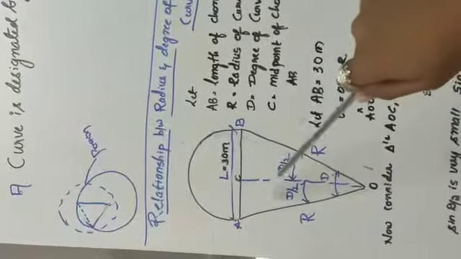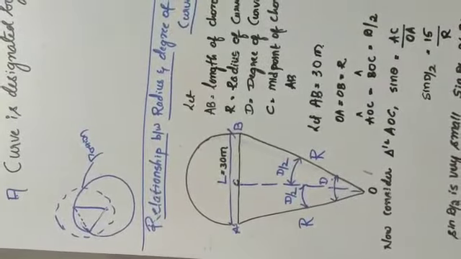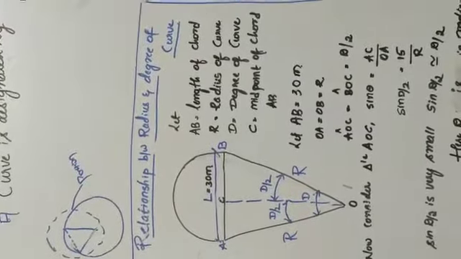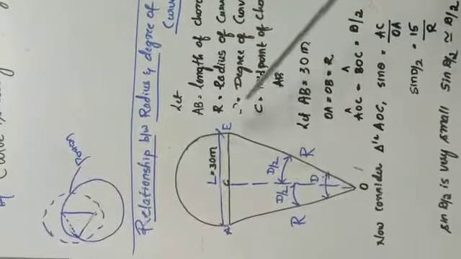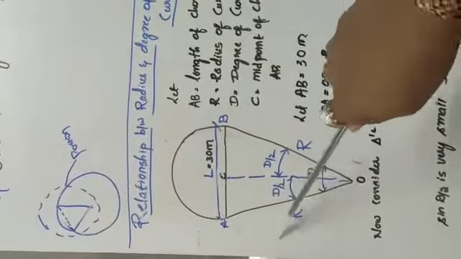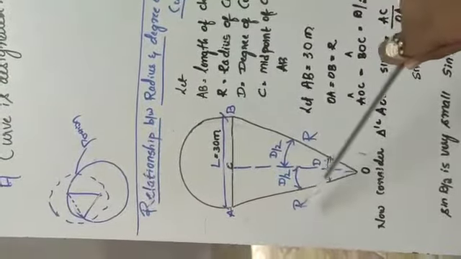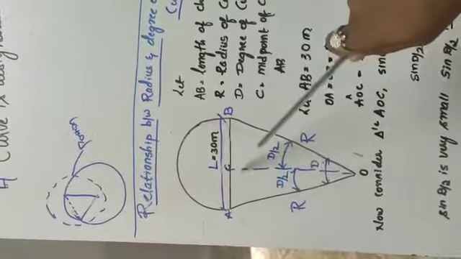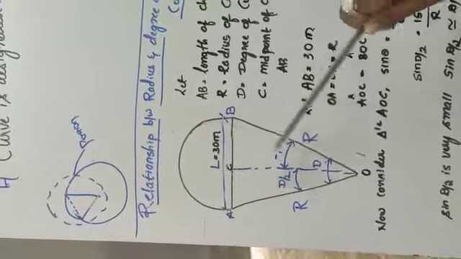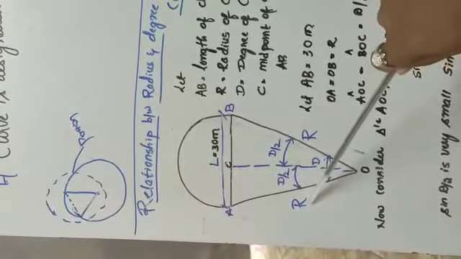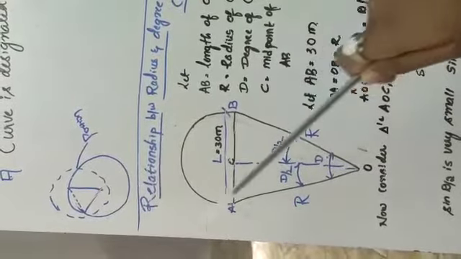And angle BOC becomes equal to half of the degree of curve. So in this relationship, you are going to mainly concentrate on the radius. When the radius and the length of the chord are known, you concentrate on the radius and the chord, and the opposite side has a known angle.